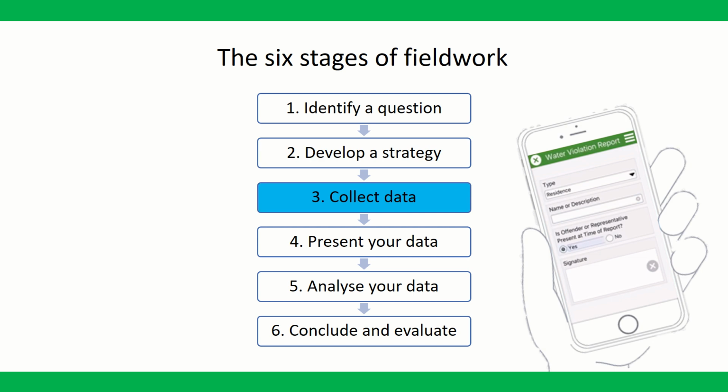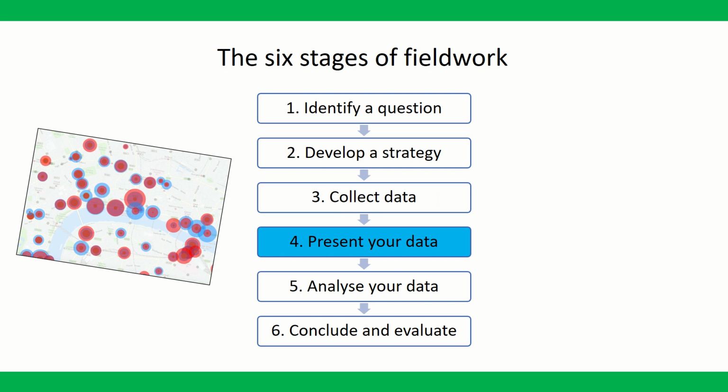Stage 3 requires you to go out and actually collect your data in the field. Now that might be just with a pen and clipboard, or it might actually be collecting data digitally. And to do that, you might make use of an app such as Survey 123. That will be a really efficient way of collecting data and mean that that's stored and you can then easily present your data using the data you've collected in that app. So that brings us to the next stage, presenting your data.